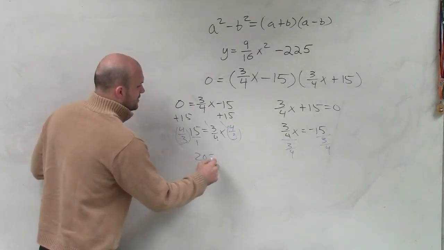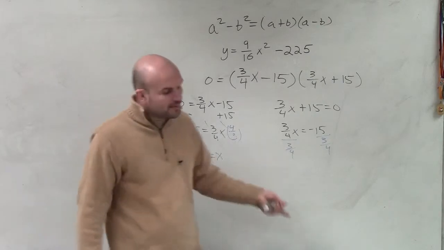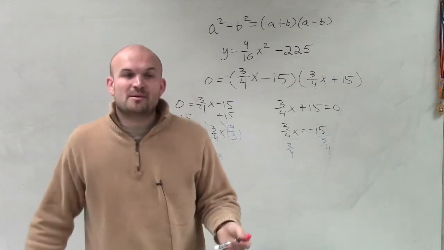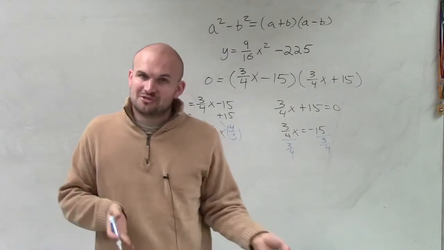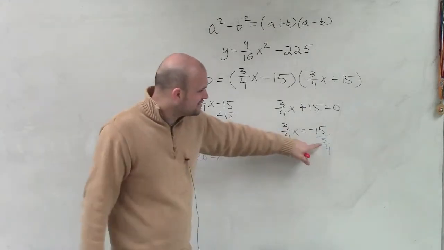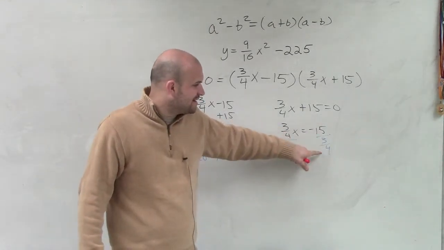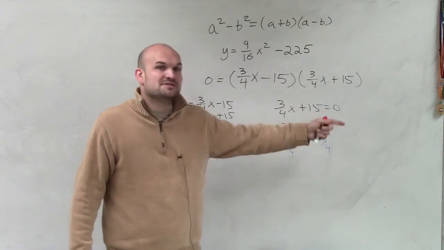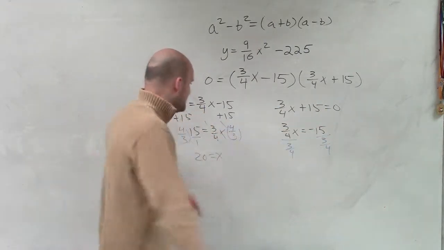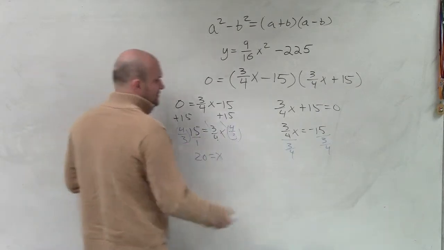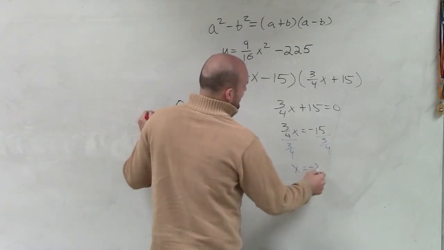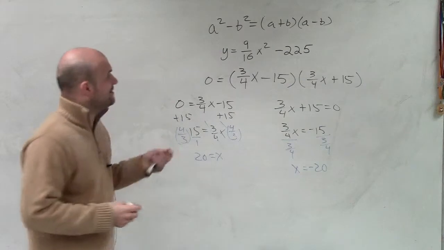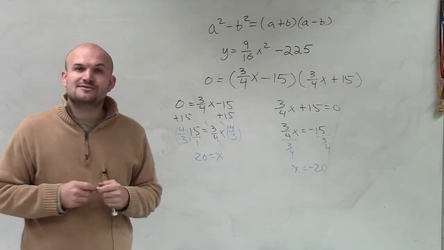So 20 equals x. And in this case, remember, instead of dividing fractions, we like to multiply by the reciprocal. So instead of dividing negative 15 by 3/4, what we're really doing is negative 15 multiplied by the reciprocal of 3/4, which would be 4/3, which is exactly what I did over here. So therefore, x equals negative 20. So there you go, ladies and gentlemen. That is how you solve using the difference of two squares. Thanks.